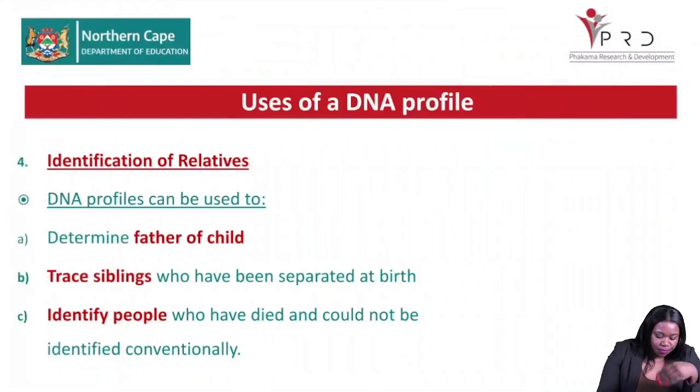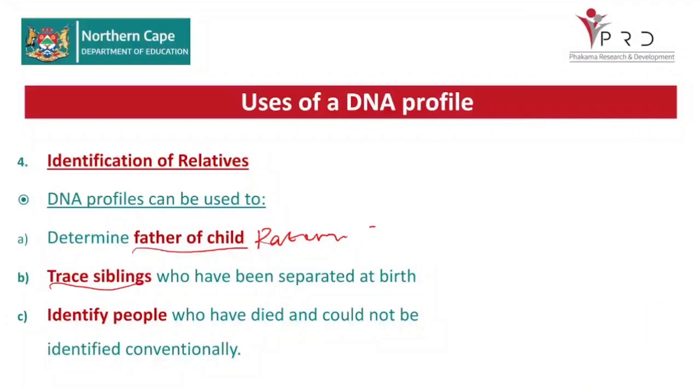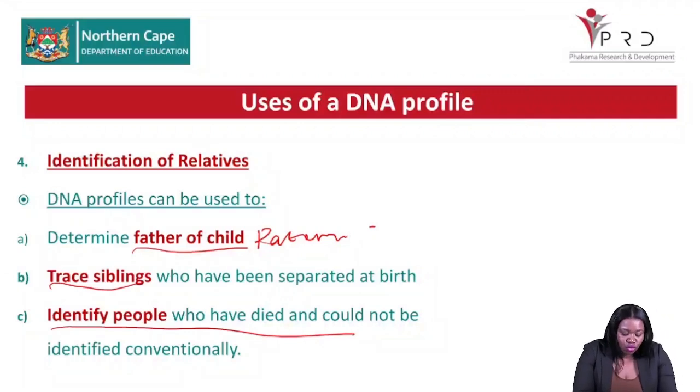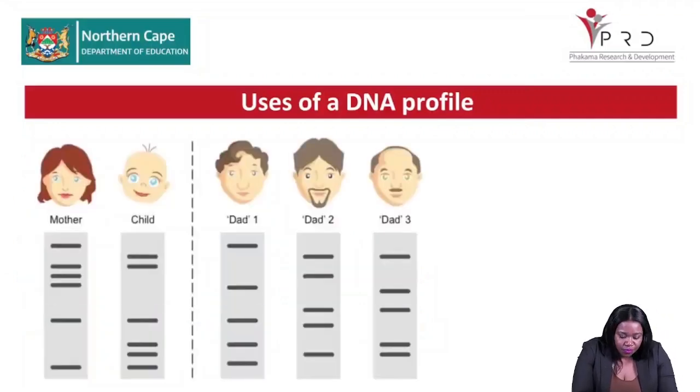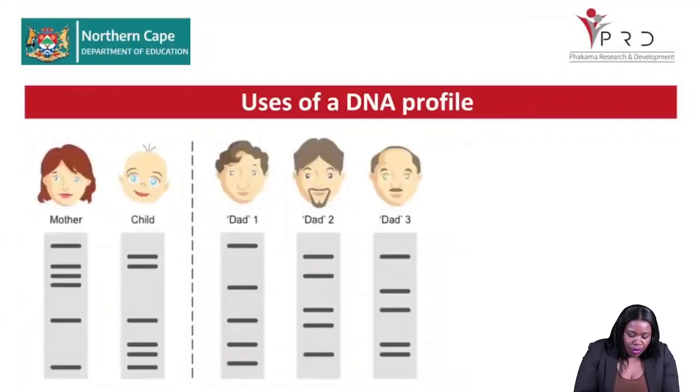Okay. Lastly, with the identification of relatives, as I've said, it can be used to determine the father of the child, which is paternity testing, right? It can also be used to trace siblings that were separated at birth, and it can be used to identify people who have died and could not be identified, right? Okay, so as we have looked at that, now we're just going to look at how it will be used in paternity testing.